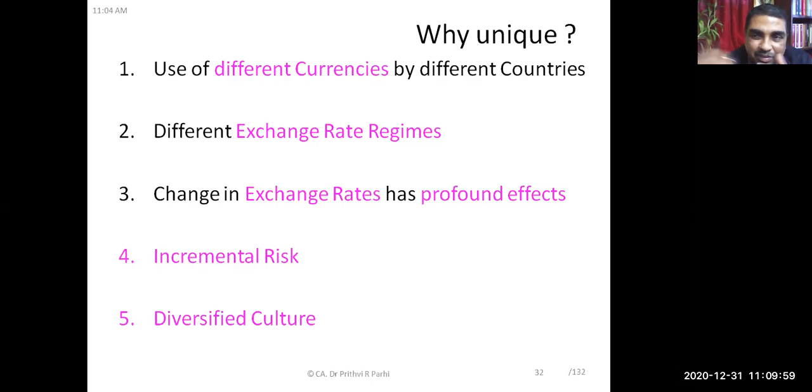And it is also unique because change in exchange rate has a profound effect. A small change in exchange rate may convert loss into profit or profit into loss. You don't know what is going to happen. Currency rate keeps on changing, and you don't know what impact it will be having. So all these things contribute to risk. So there is an incremental risk.